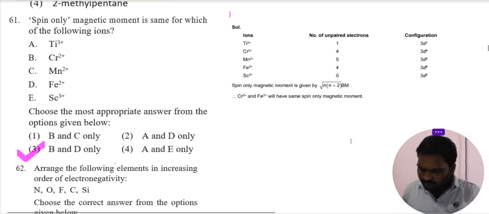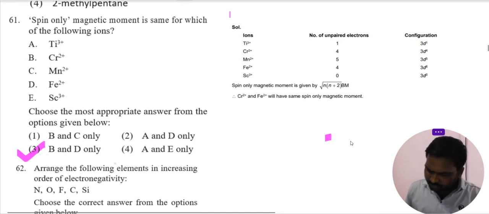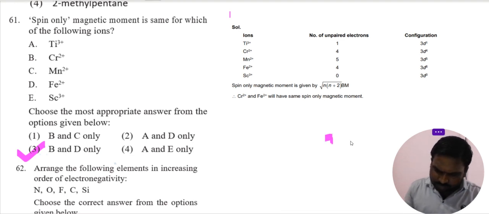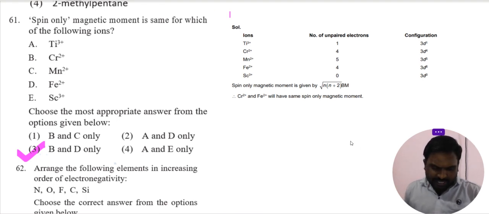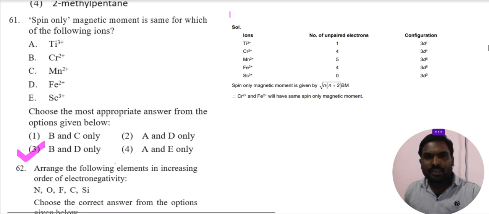Now just observe this one. Number of unpaired electrons here. B and D have the same number of unpaired electrons. Chromium 2 plus has 4 unpaired electrons and iron 2 plus has 4 unpaired electrons. Both have the same number of unpaired electrons, 4 and 4. So B and D is the right answer. Now moving to the next question.